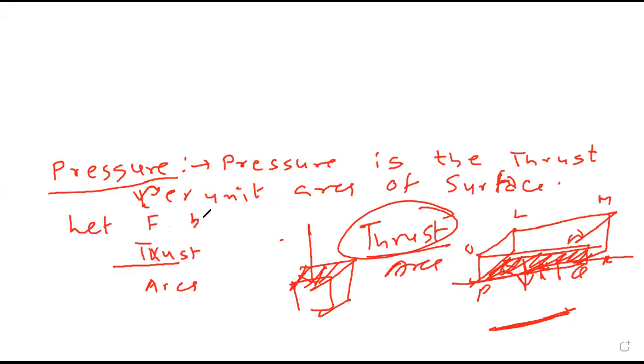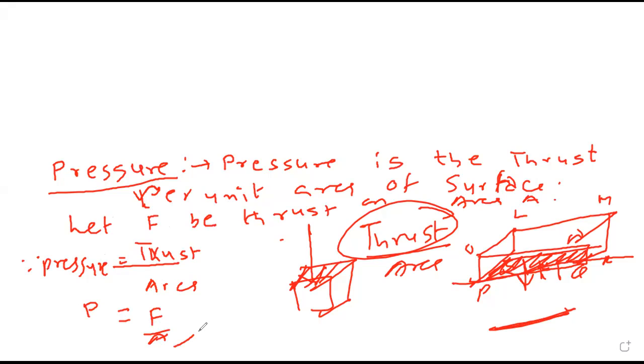Let F be thrust on area capital A. Then since pressure equals thrust upon area, P equals F upon A. Pressure is the thrust per unit area of surface. Let F be thrust on area A. Therefore, pressure is thrust upon area. Therefore, P equals F upon A.